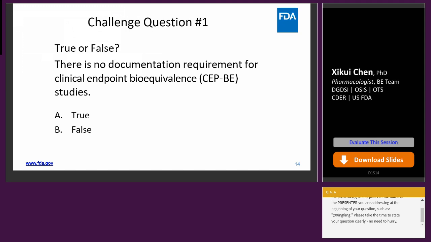There are two challenge questions. For challenge question number 1, true or false? There is no documentation requirement for clinical endpoint bioequivalence studies. A. True. B. False. The correct answer is B. False.